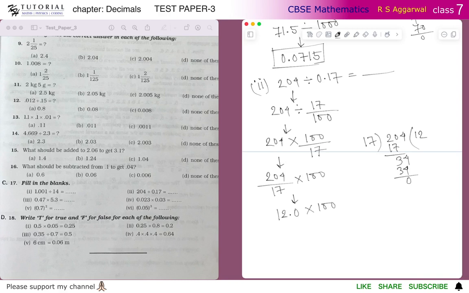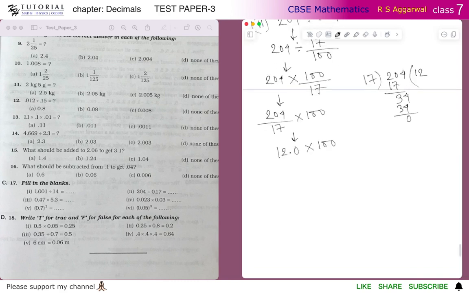So when we multiply a decimal number by a power of 10, in this case 100, we will shift the decimal point to the right by 2 places. So this becomes 1200. So this is the answer.